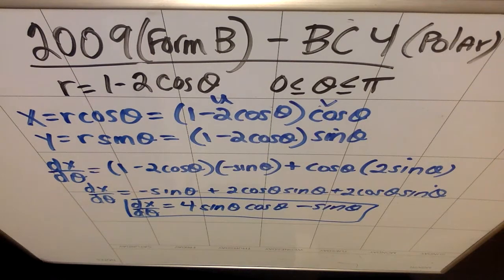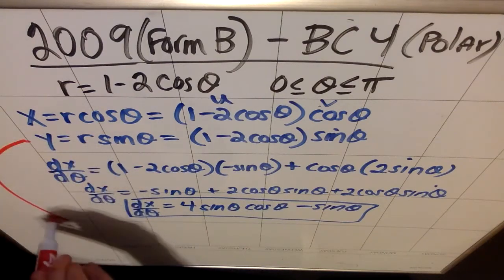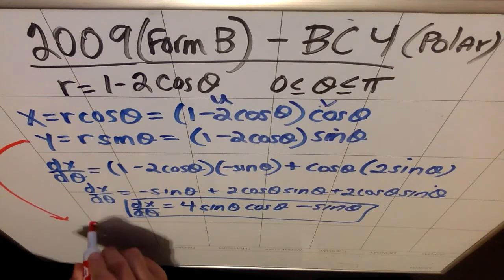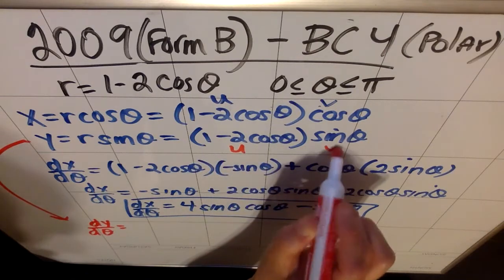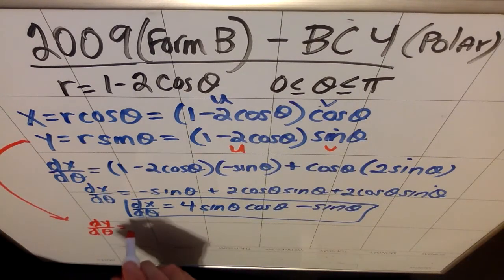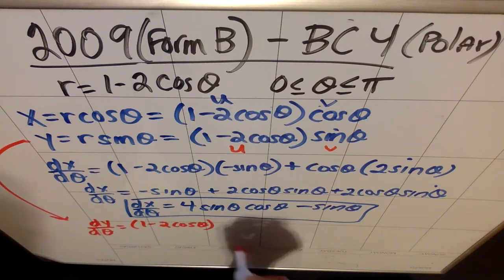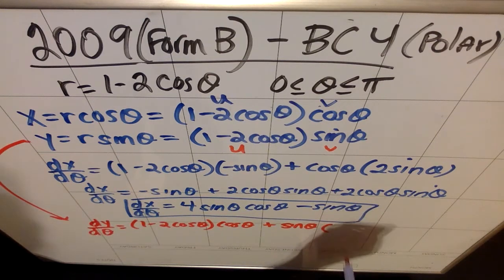The other half of what I was asked to do is to find y prime, or dy d theta. So my dy d theta is going to be exactly the same pattern, except I'm going to do it with the y formula, right? So I'm going to get u, which is 1 minus 2 cosine theta, dv, which will be a cosine theta, plus v, which is a sine theta, du, which is going to be that same 2 sine theta we saw the last time we did it.